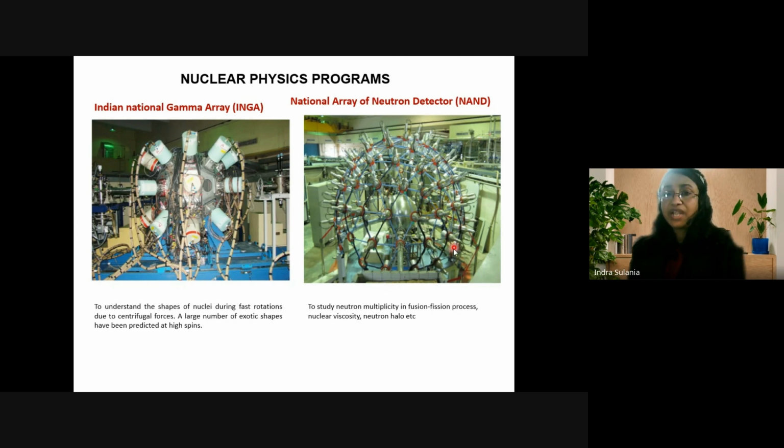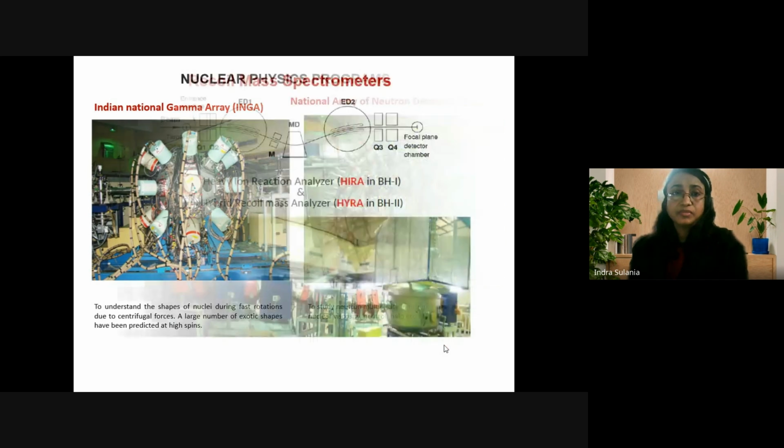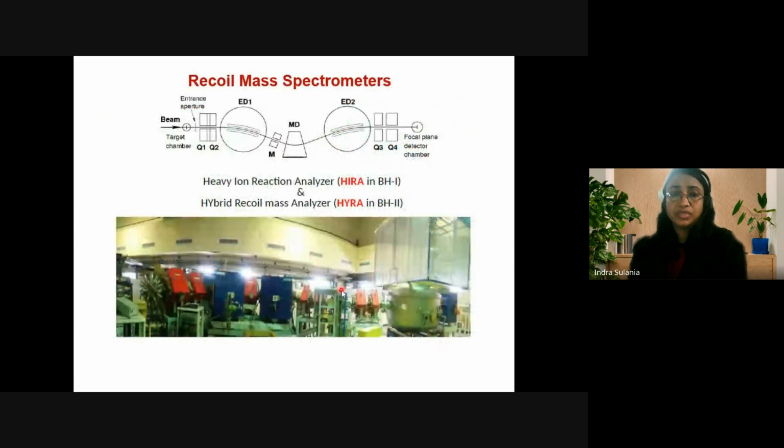And we have a NAND setup. This is also a multi-institute facility where many institutes have come together to purchase it to perform the experiment for neutron detections and lifetime, etc. This is for the recoil. This is another nuclear physics technique.